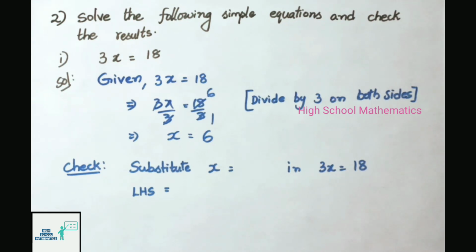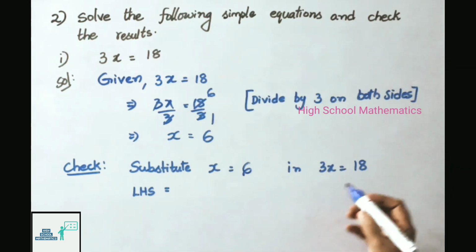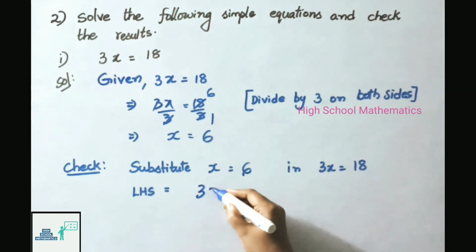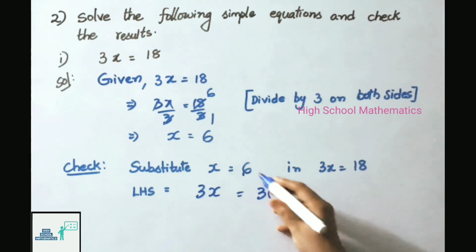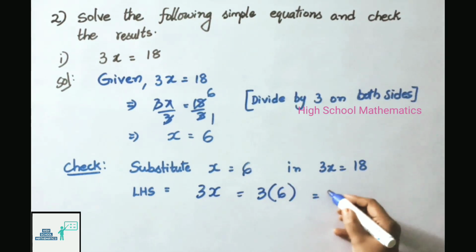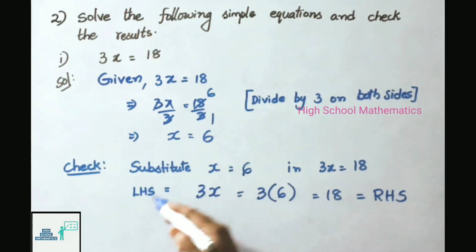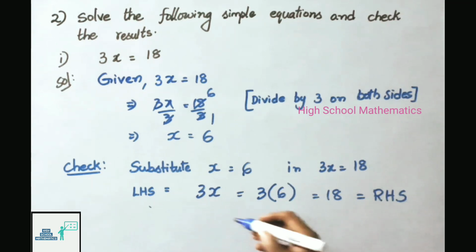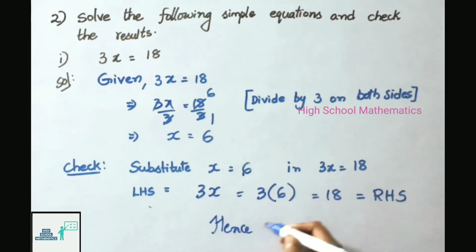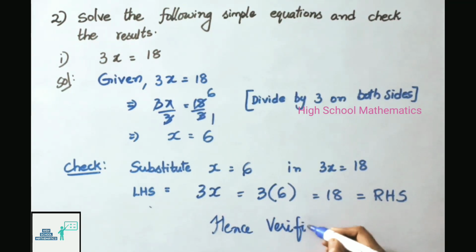Now let us verify whether this solution is correct or not. So check, substitute x equals 6 in 3x equals 18. Take LHS, that is left hand side part, that is 3x equals 3 into x value 6. 3 into 6 is 18. 18 equals RHS. So LHS value is equal to RHS. Hence verified. So our solution x equals 6 is correct.